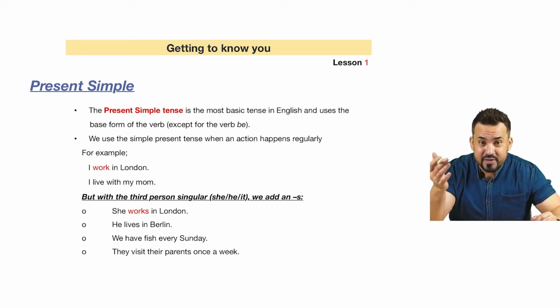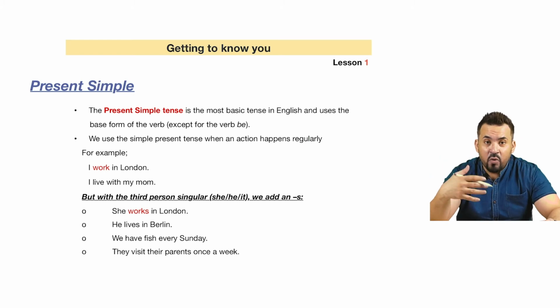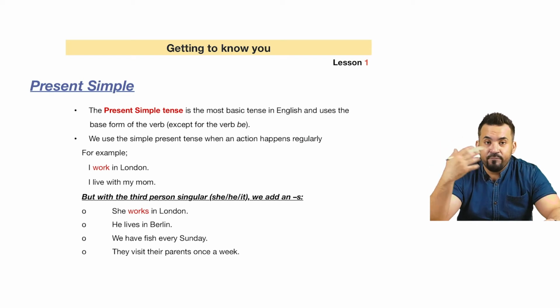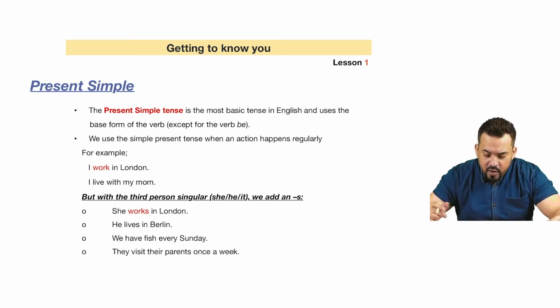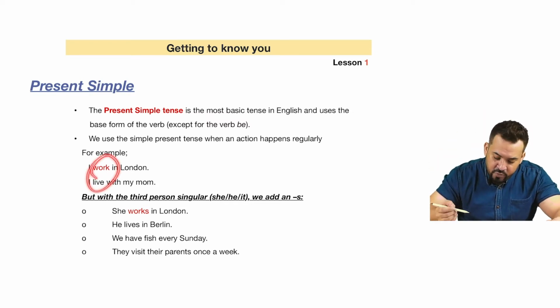We use the present simple when we talk about habits, routines, facts, or things that always happen. We also use the present simple when we are using frequency adverbs, such as always, sometimes, occasionally, often, and so on. Okay, so to use the present simple, we just use the base form of the verb, such as work.